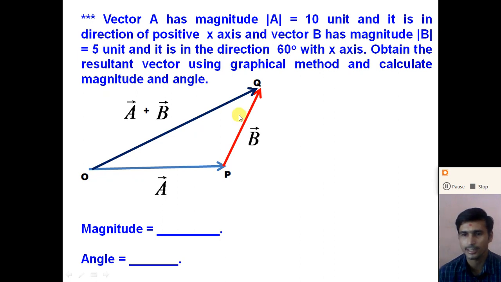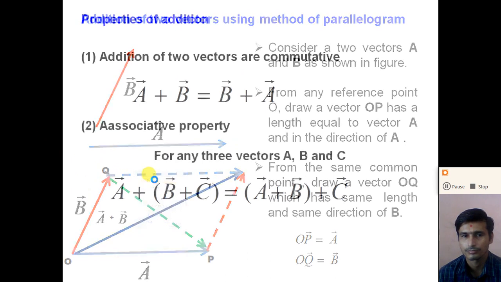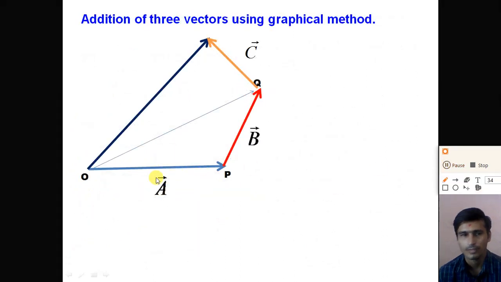So let us discuss how we can add more than two vectors by a graphical method, right? Let us consider three vectors, vector A, vector B and vector C, and we want to add these three vectors using a graphical method. First of all, from any common reference point O, draw any one of the vectors. So first draw vector A. On the head of vector A, draw a second vector, vector B. On the head of vector B, draw a third vector, say vector C.